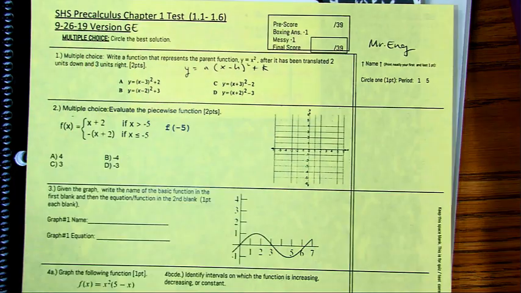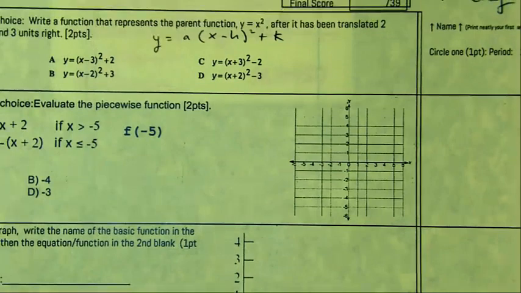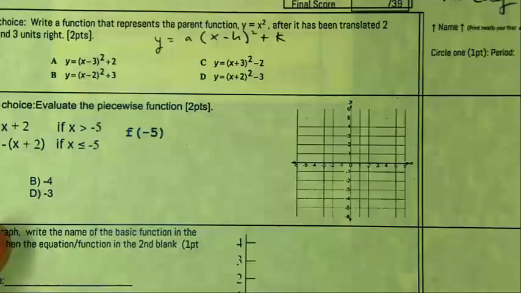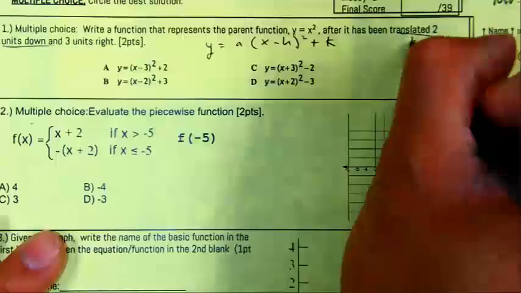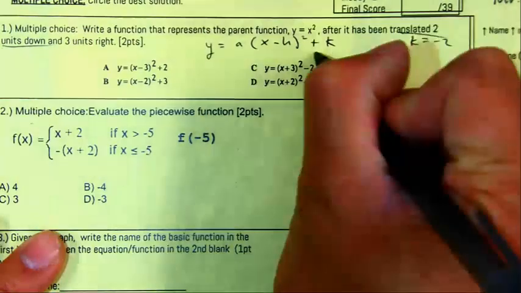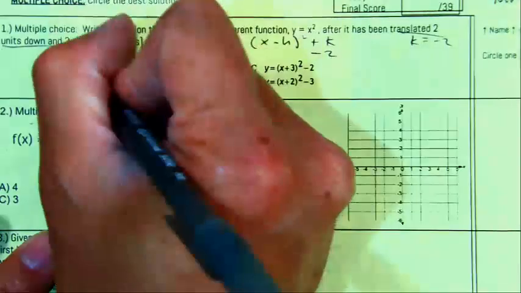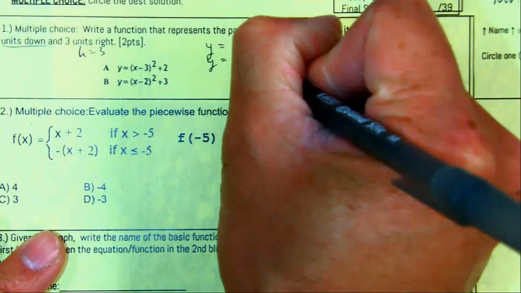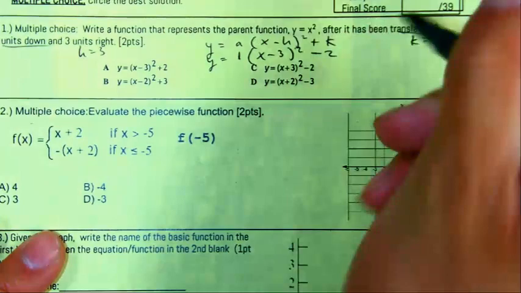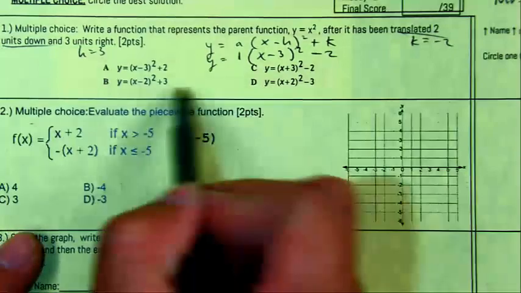Question number 1. Write a function that represents the parent function y equals x squared translated 2 units down. So 2 units down, this is going to be a negative 2 on the k value. And then it says 3 units to the right. And to the right means that your h value is just going to be 3. So y equals (x minus 3) squared minus 2. And that would be this one right here.